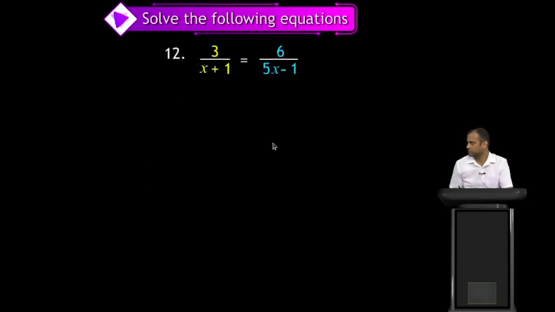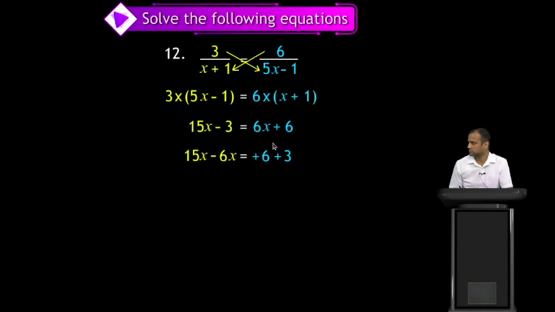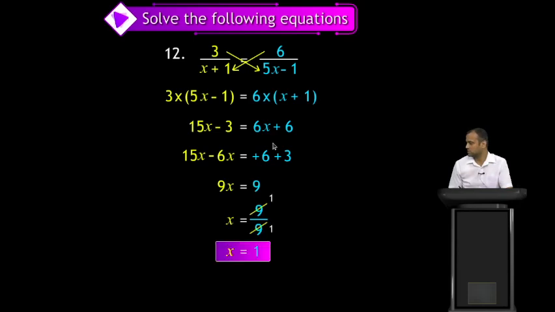Again here you can use the cross multiplication in this equation also. We have to multiply 3 with 5x minus 1, and then we will take variables on one side and constants on the other side. So the answer is x equals 1.